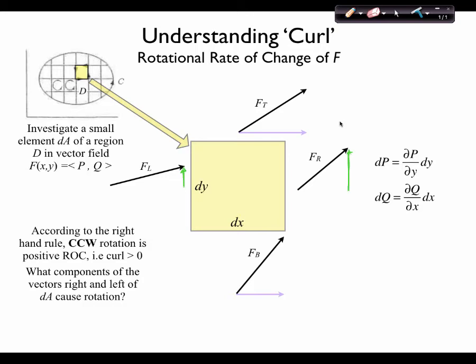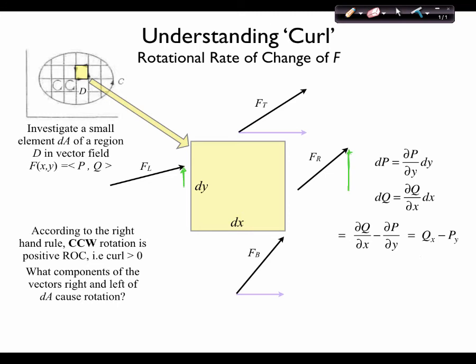So if we want positive curl to be counterclockwise, we want the positive contribution from the partial of q with respect to x, and we want to take the opposite of the partial of p with respect to y, to sum up all of the counterclockwise rotation and get the counterclockwise rate of change. So qx minus py should look familiar. Have we seen that before? Green's theorem. So what is this? This is rotational rate of change.